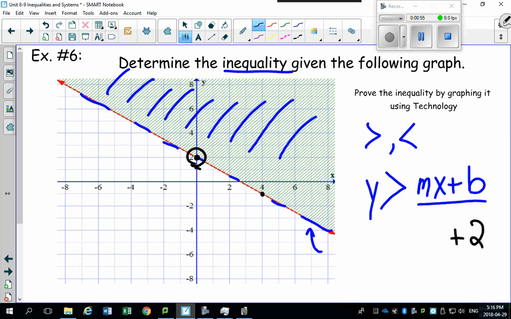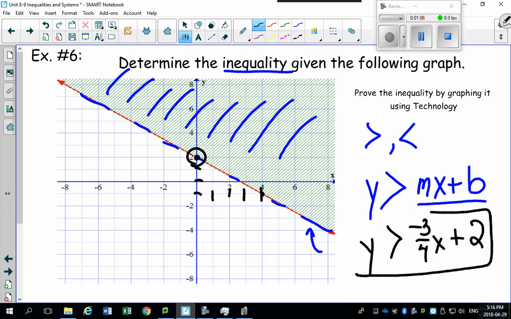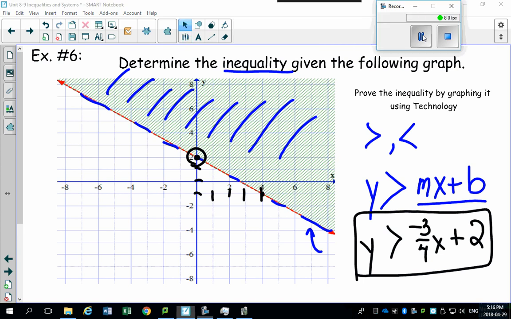Look at this. Down 1, 2, 3, over 1, 2, 3, 4. Down 3, over 4. There it is. That's what the inequality should look like, perfectly like that. Let's plot this on our calculator.